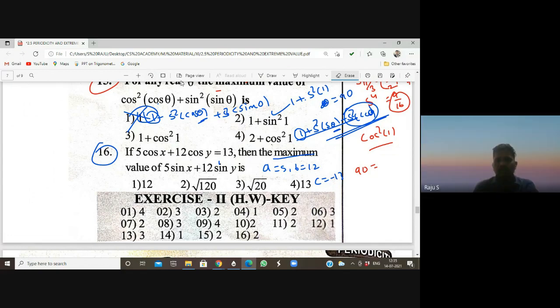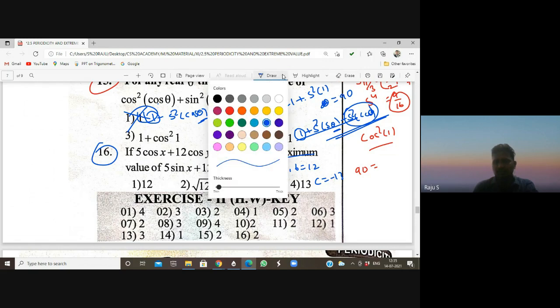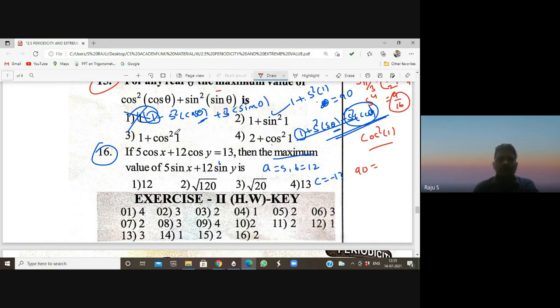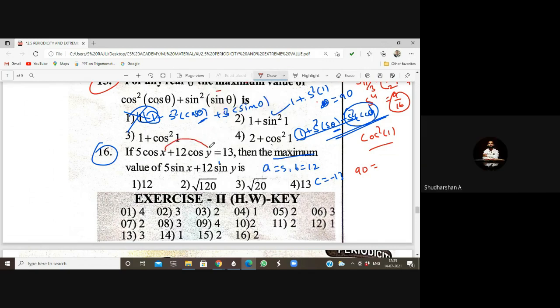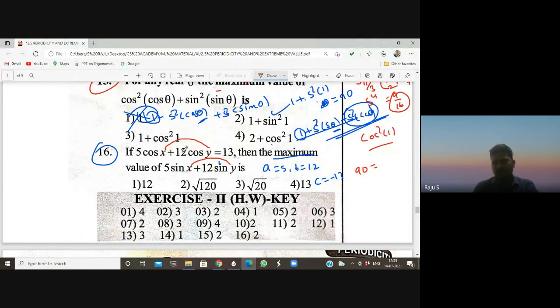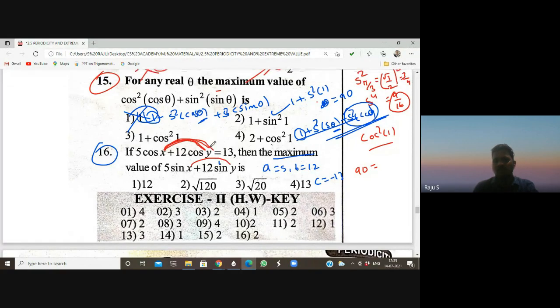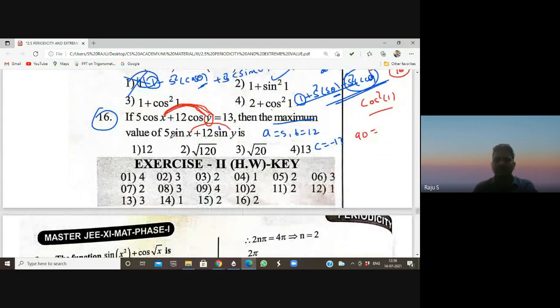The 16th one. Here the thing is, two different variables are there, so we square both the equations and add them up. Because here there are two different variables. Whenever we are having two different variables, we cannot use the formula. If it is the same variable alone, we can apply the formula. Whenever we are having two different variables, we can just make them a single variable by squaring and adding. Okay, all of you do that.